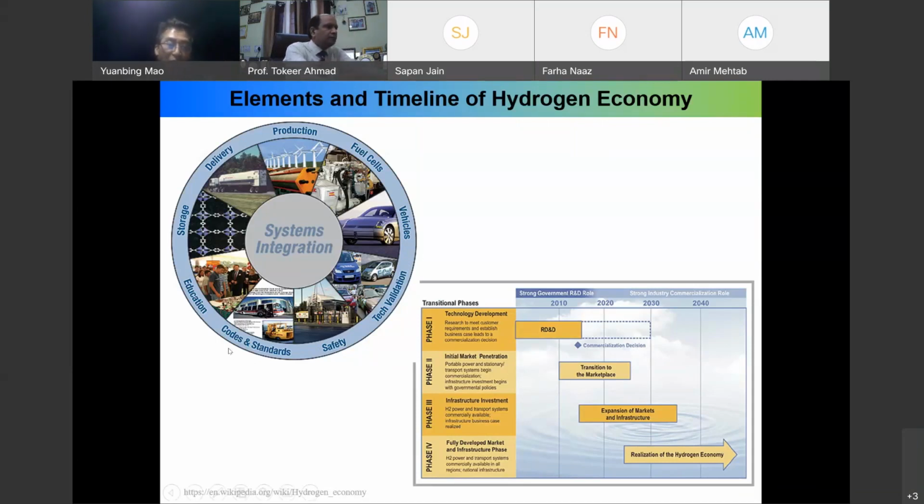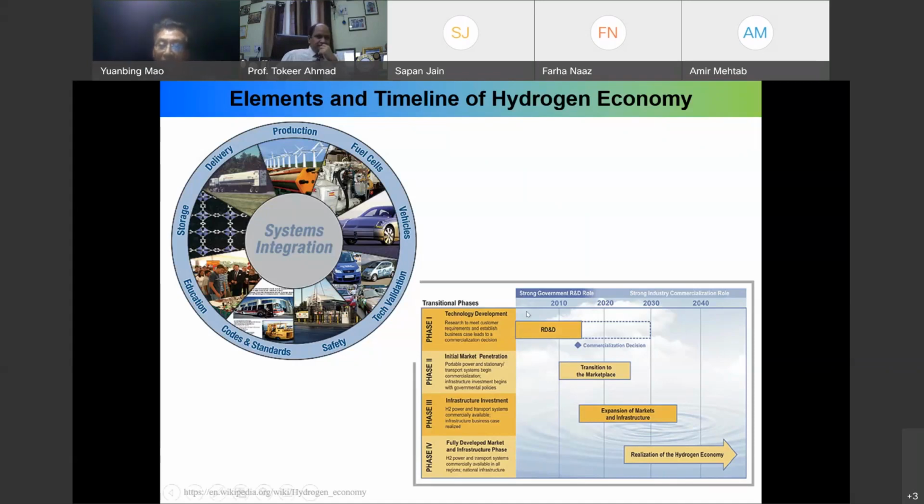Of course, how do we use it? How do we package it? So there are codes and standards, and these are things that should be developed as well. And there is education as well, right? To move the hydrogen economy forward, we definitely need to educate the public and also the next generation, so this can move on. So it's a whole system like this.